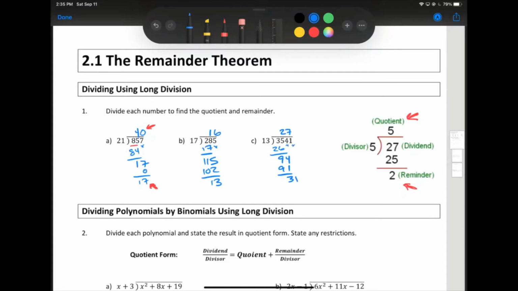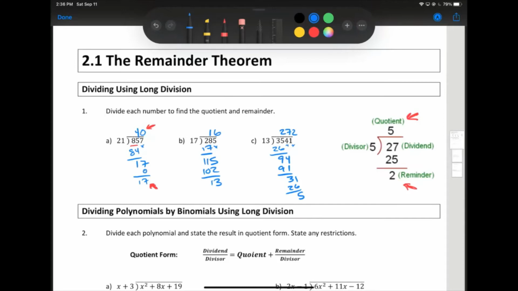Bring down a 1. How many 13s can I get out of 31? The answer is just 2. 2 times 13 is 26, and I'm left with 5. So if I had 3,500, my dyslexia is coming out, 3,541 people wanted to divide them in 13 groups, I could get 272 groups, and I'd still have 5 people left.